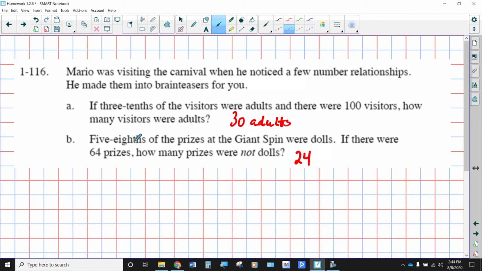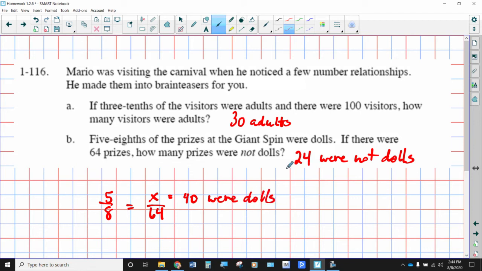Okay. 5/8 of the prizes at the giant spin were dolls. If there were 64 prizes, all right, 5/8, and there were 64 prizes, how many of those were not dolls? Well, this is a little tricky. Because when you use your giant 1 here, you're going to get x is equal to 40. Since 8 times 8 is 64, 5 times 8 is 40. So if you wrote down 40 as your answer, then you answered the question for how many were dolls.